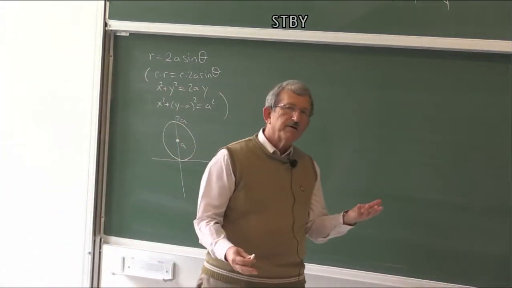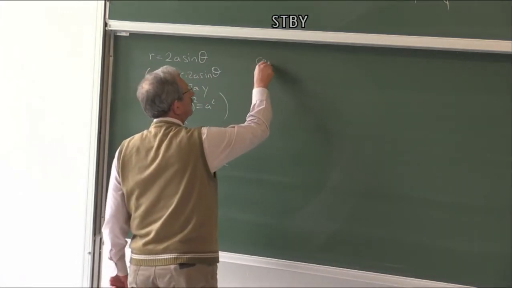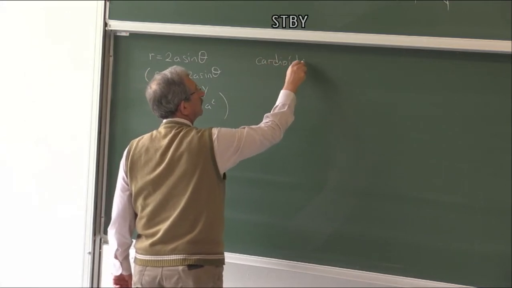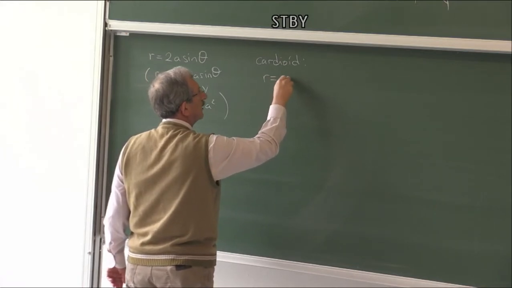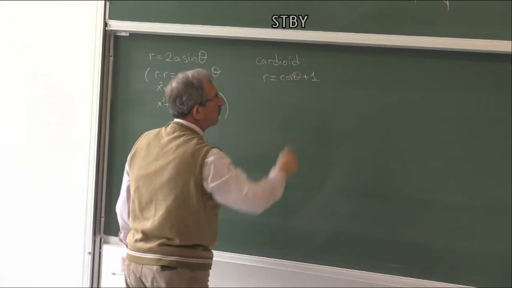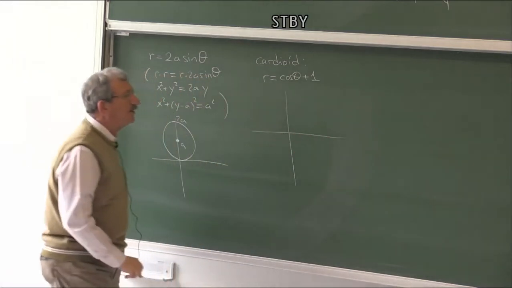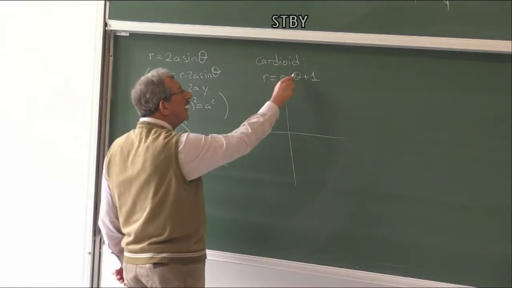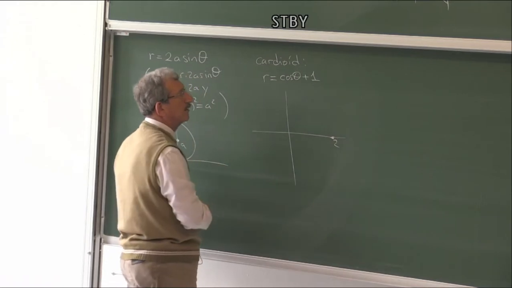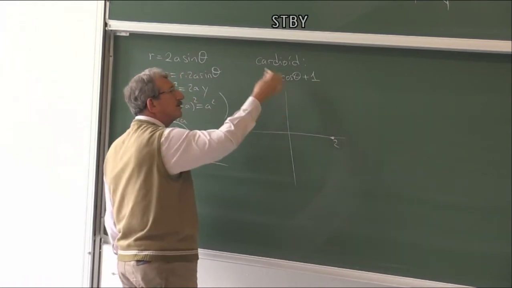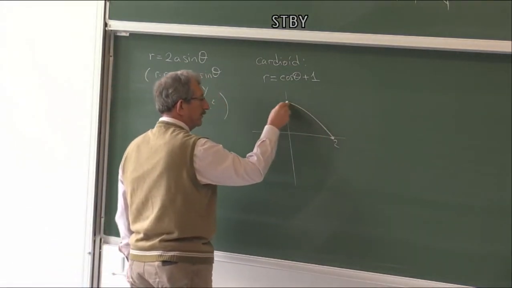Well, among all the famous examples, one has the cardioid. Say r is something like cosine theta plus 1. Now, a point-by-point sketch, I will not do it in detail, but roughly speaking, when theta is 0, you end up at 2 in this example. And when theta increases, cosine decreases, so you end up with something like this.